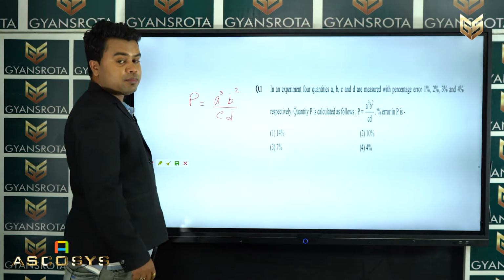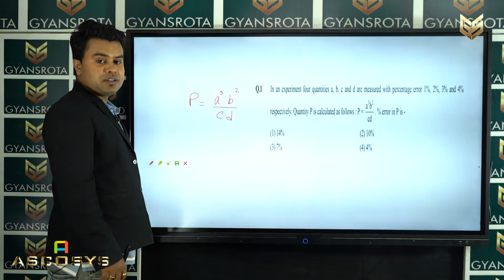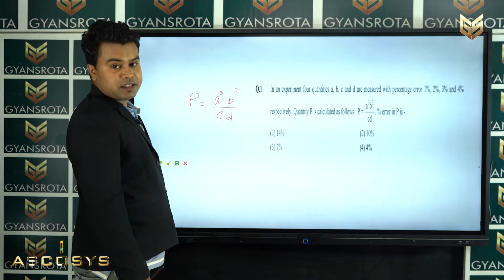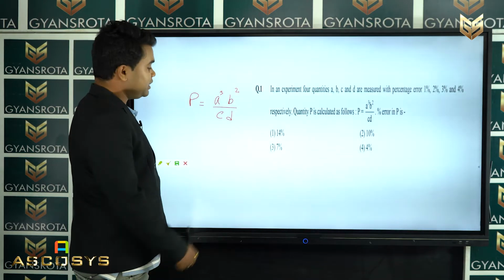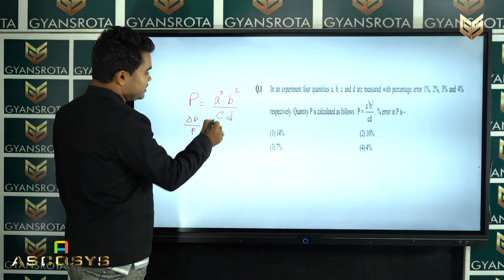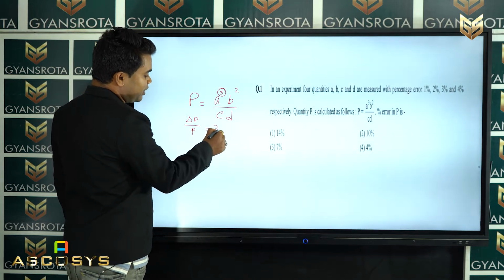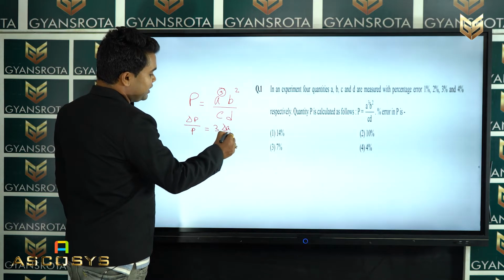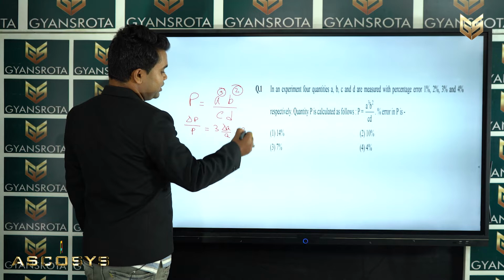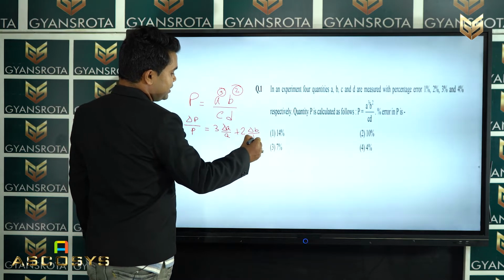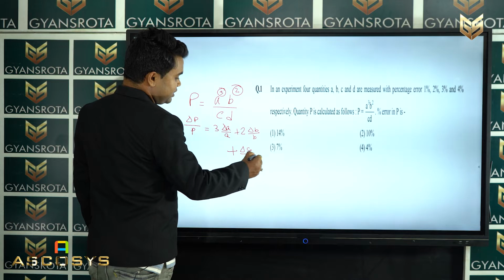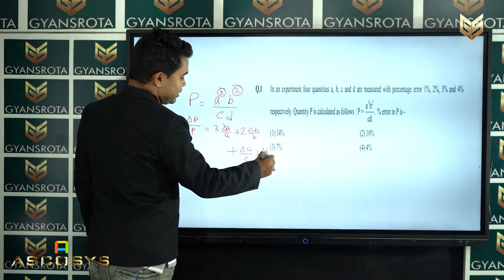This question came from the chapter units and measurement. So how are you going to solve this one? You need to calculate the percentage error in P. Delta P by P can be written as, there is a 3 out here, so 3 will come in the coefficient, delta A by A plus 2 for this one, delta B by B plus delta C by C plus delta D by D.